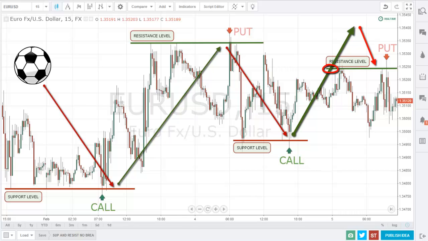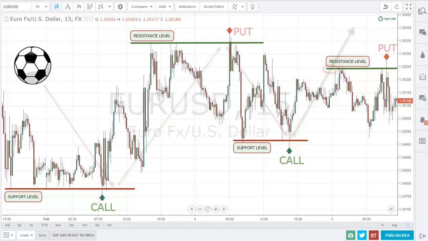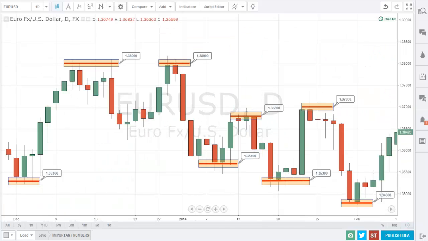Multiple bounces of a support or resistance level indicate a higher significance of this level. Now you know what the support and resistance levels are. So let's get into another interesting topic, round price levels. The fact is that when the price reaches such a level, a multiple of 100, 10 or 20, as a rule, this level becomes a support or resistance level.